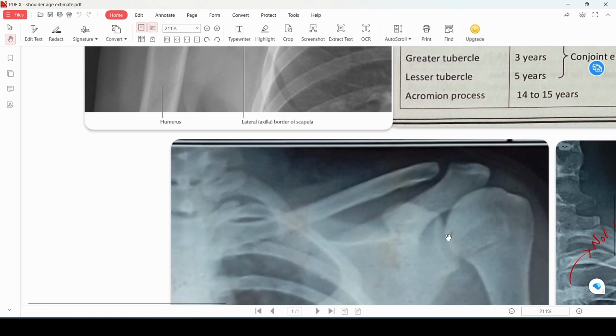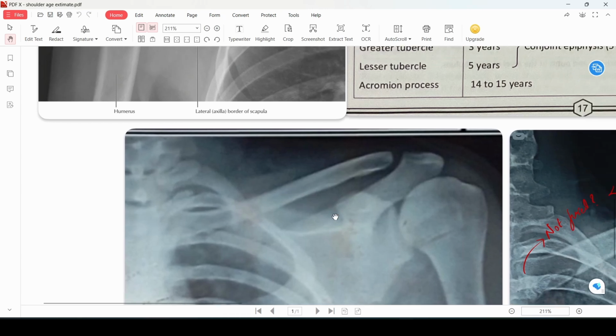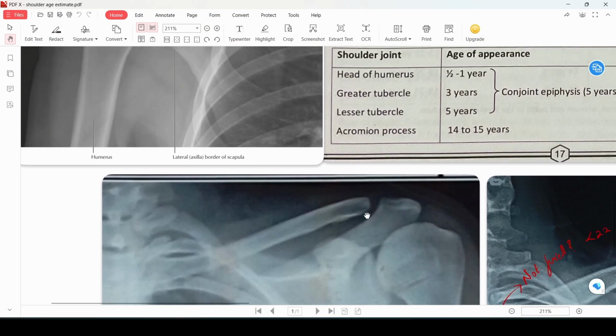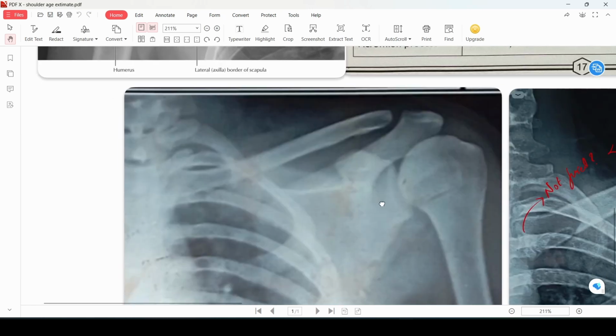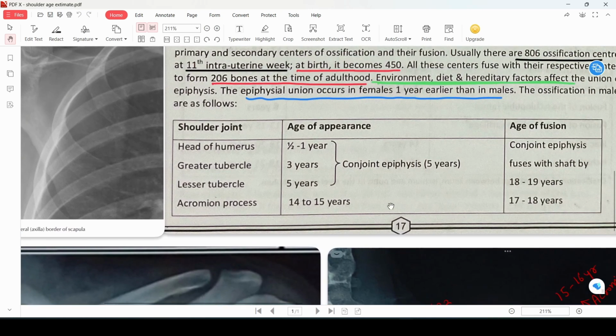Anything else we can see? We can see the acromion process. Acromion process is seen somewhere around 14 or 15 years of age. It is given here, so she is somewhere around 14 to 15 years of age maybe. Although it is not clearly showing the medial side, we understood that she is not more than 18 years of age and she is somewhere around 14 to 15. I don't know how to interpret more in this, but the age given is 11 years. So we can give a range. I think she must be around 14 to 15 years of age.